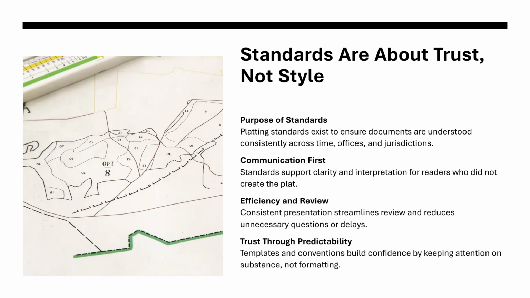Once judgment becomes part of the discussion, it's natural to ask why professional standards are so strict about how plats look and read. To students, those requirements can feel arbitrary or overly rigid, especially when the geometry itself is correct. But standards are not there to express preference. They exist because plats must be understood by people who did not create them, who may not share the same technical background, and who may encounter the document years or even decades later. Consistency is what allows that to happen without confusion. Seen this way, standards are not constraints on drafting. They're tools for communication and trust.